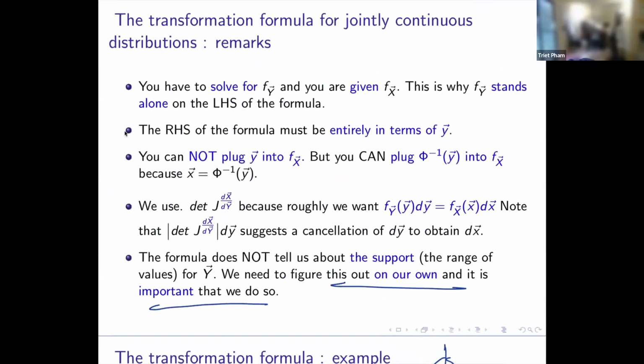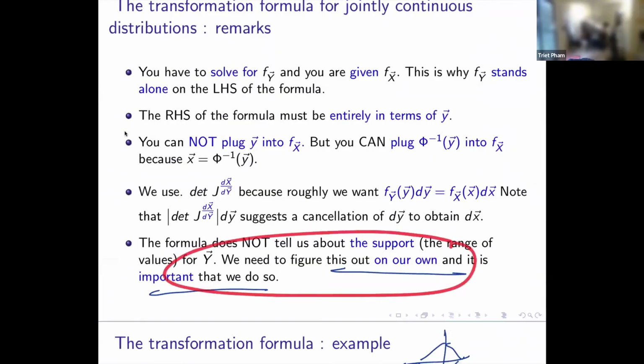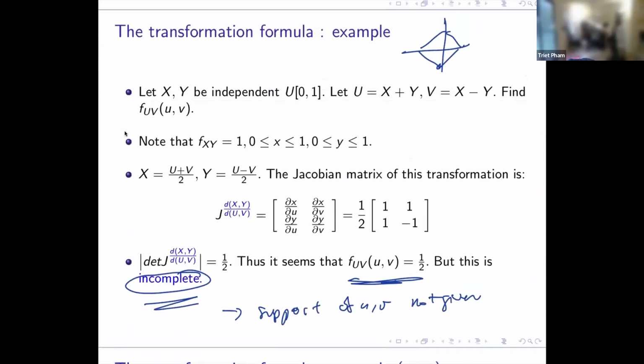The one thing to remember is this formula is only part of the solution. The other part is about the support of the joint distribution, which is not given in the formula. So this example shows where, if you have a joint independent on a square, and you do this linear map, which is a rotation. I'm not sure there's a scale in there, 1/2. I think there's a scale as well, a rotation and a scale.